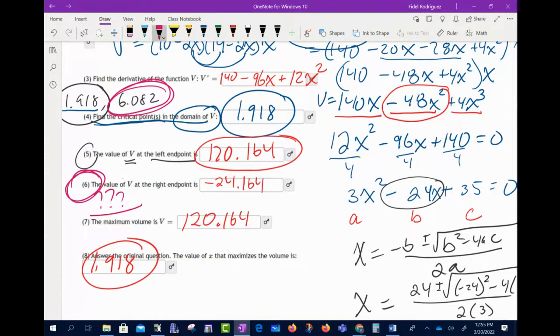We don't put in both because, very good. So guys, Jennifer's question is on number 4. The only reason we're putting in the 1.918 is because of this part right here, because it says it's in the domain, right? So because my domain was from 0 to 5, I really only wanted to use that number there. Good question. That's really good that you caught that. Glad you brought that up.